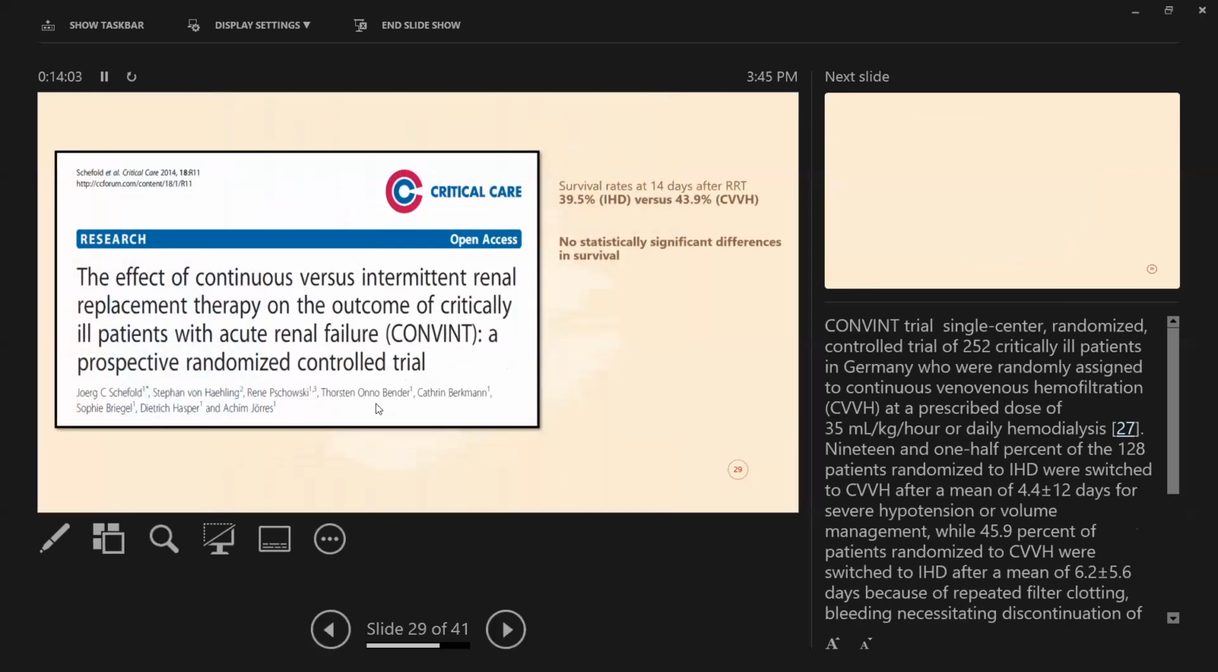And this is another study, the Mehta trial, single center: the effect of continuous versus intermittent renal replacement therapy on the outcome of critically ill patients with acute renal failure, a prospective randomized controlled trial. Survival rates at 14 days after RRT are 39.5% for IHD versus 43.9% for CVVH. However, at 30 days after the cessation of dialysis, there are no statistically significant differences in survival.